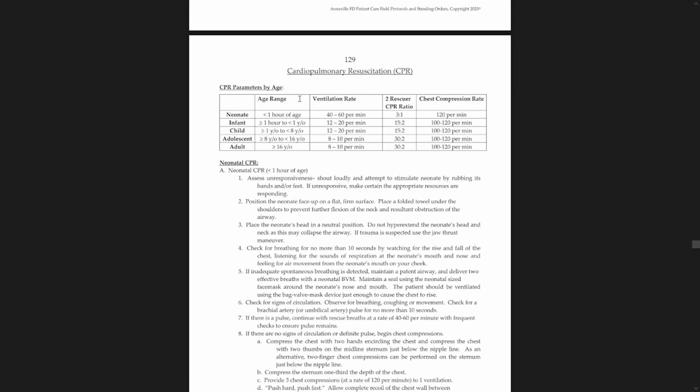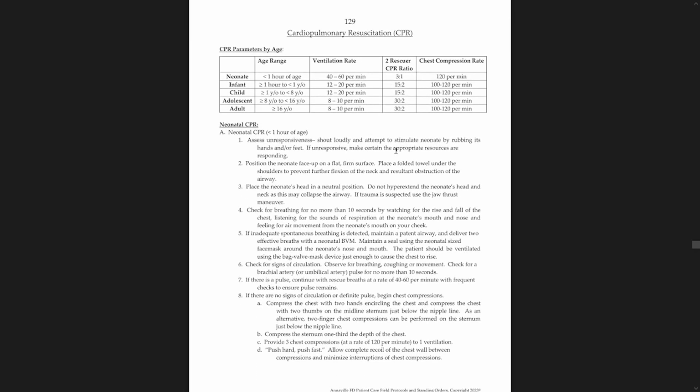For CPR, the parameters by age: for a neonate, if they're less than 1 hour of age, you want their ventilation rate to be between 40 to 60 per minute. For a 2 rescuer CPR ratio, you want it to be 3 to 1. And for chest compression rates, you want it to be 120 per minute. For an infant, if they're greater than or equal to 1 hour and less than 1 year old, you want their ventilation rate to be 12 to 20 per minute. The rest, I'm just not going to mention it for now.